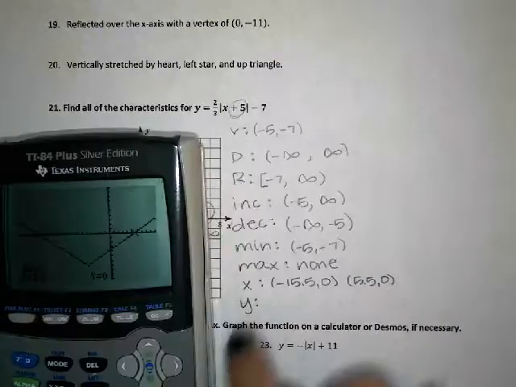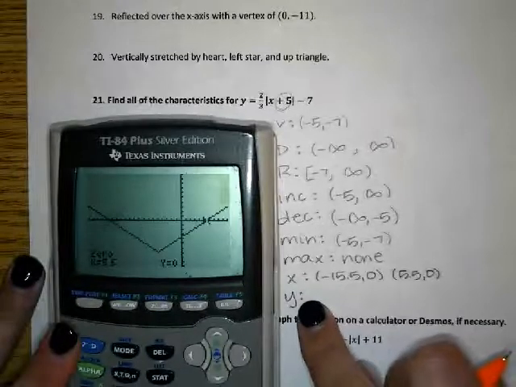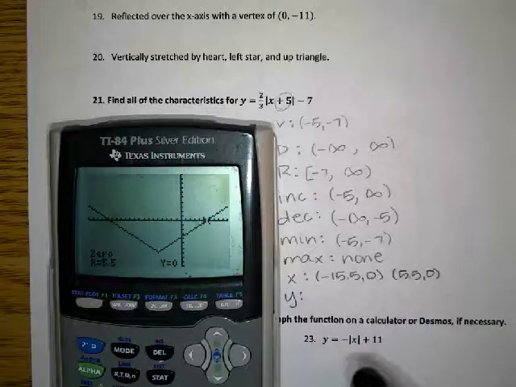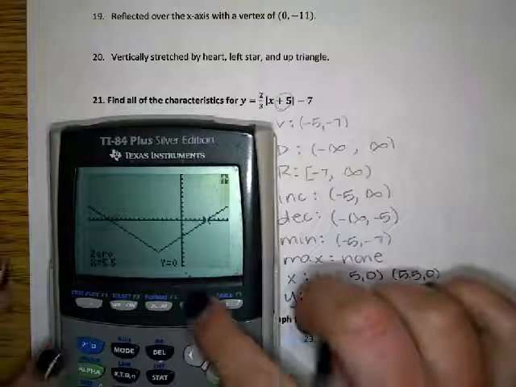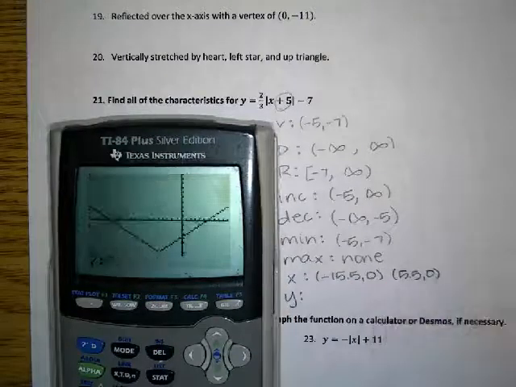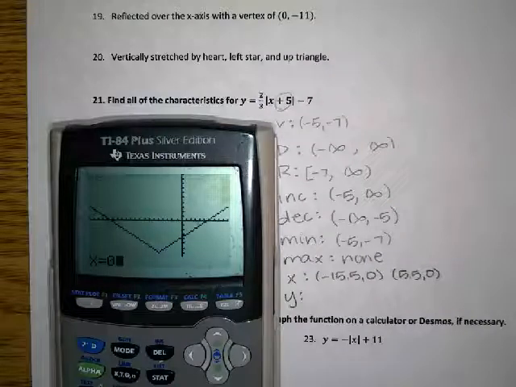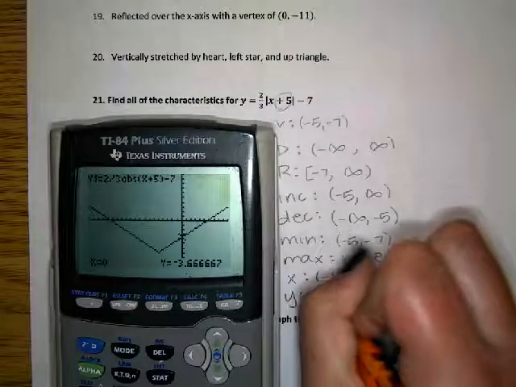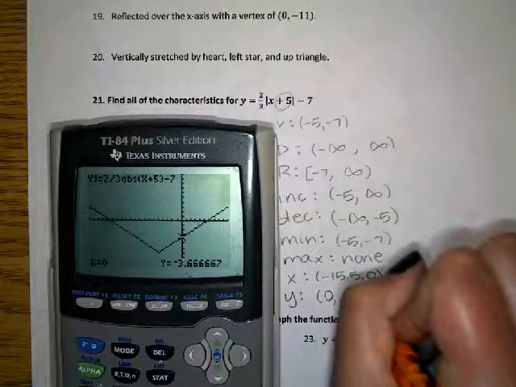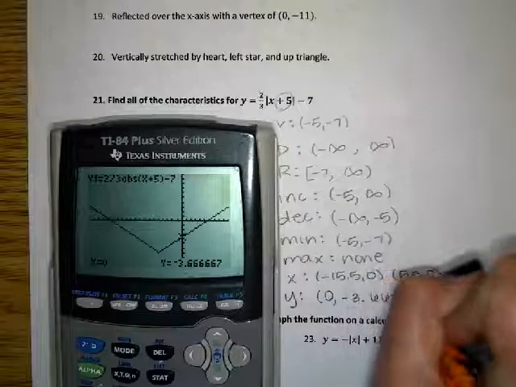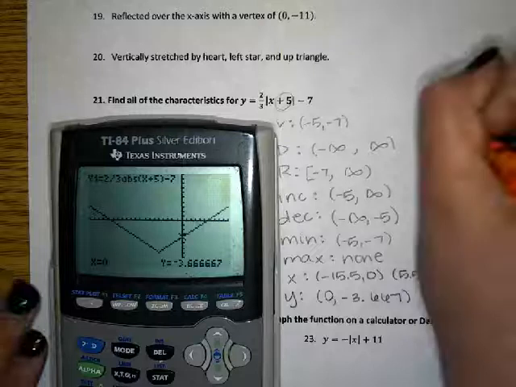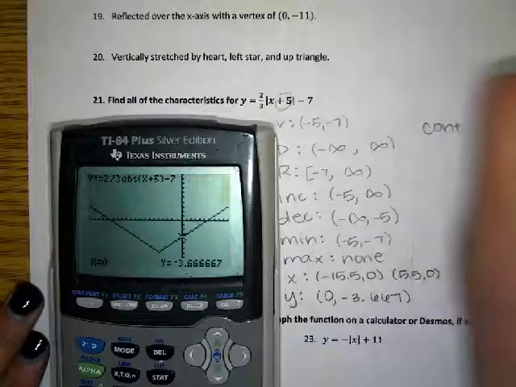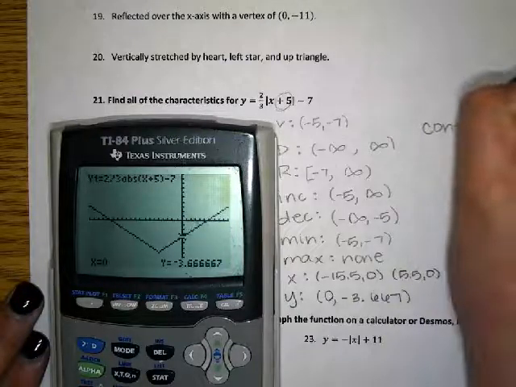Next I have to find my y-intercept. If I look at my notes, that says second trace number 1, and we're plugging in 0 for x. So 0, -3.667. Okay. Next we have continuity. Are the graphs continuous? The answer is boring: yes, always.